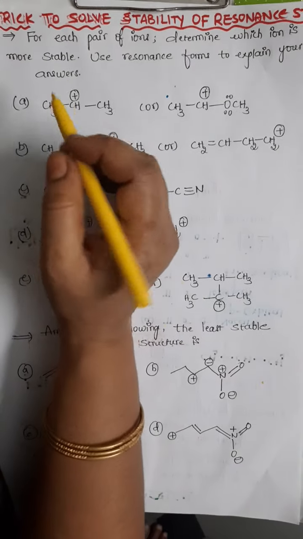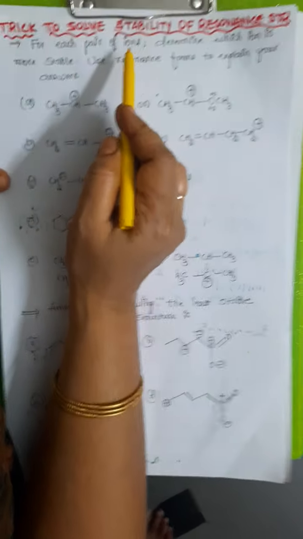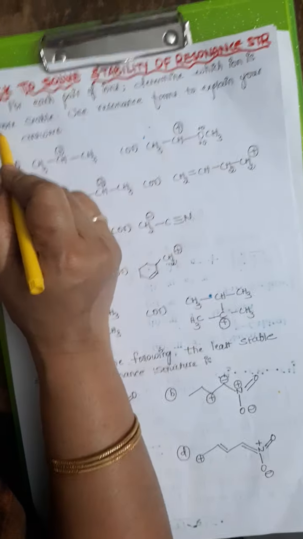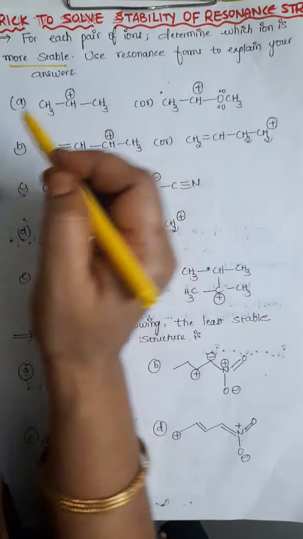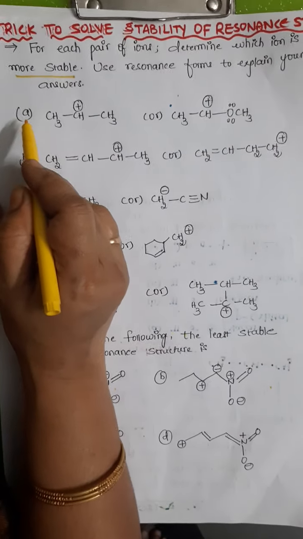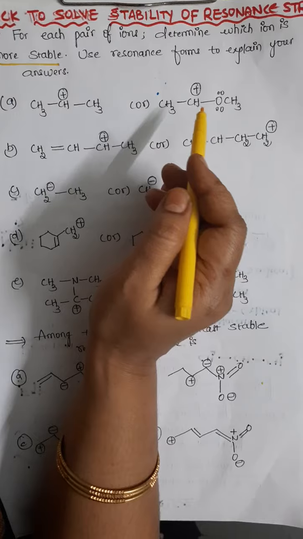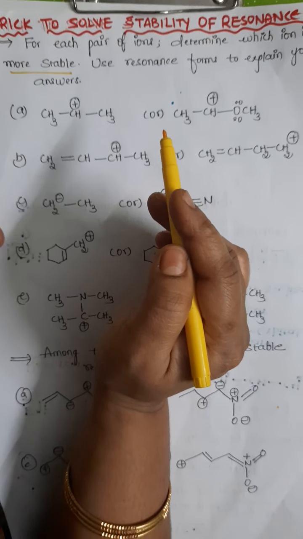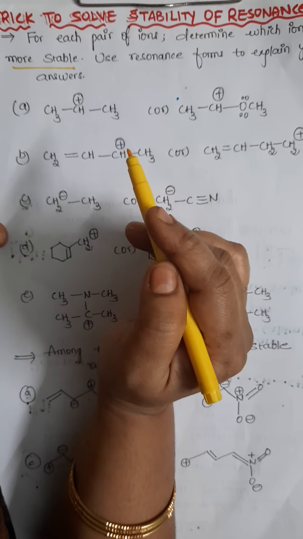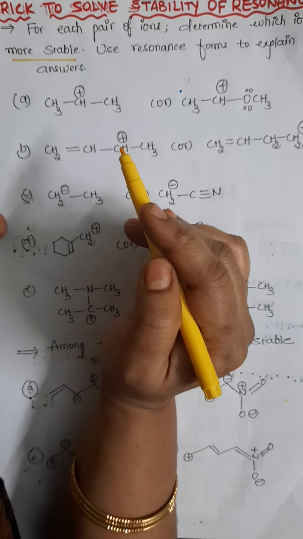The question is, for each pair of ions, determine which ion is more stable. Use resonance forms to explain your answer. Suppose we see the first question: among these two structures, which is more stable? So how can we identify, students? Just go through the previous video rules.